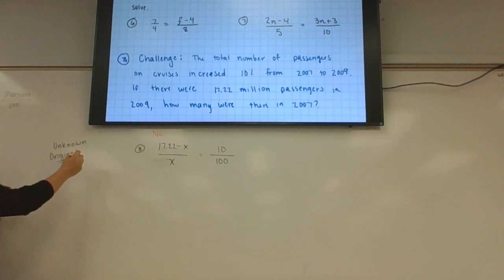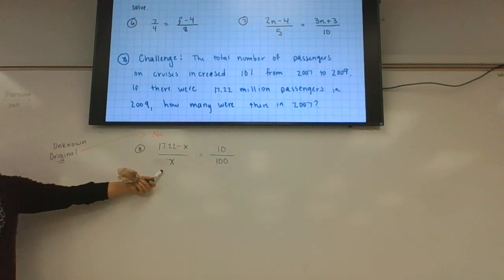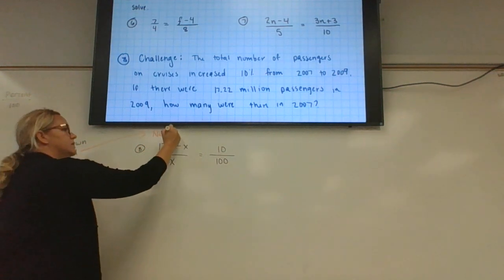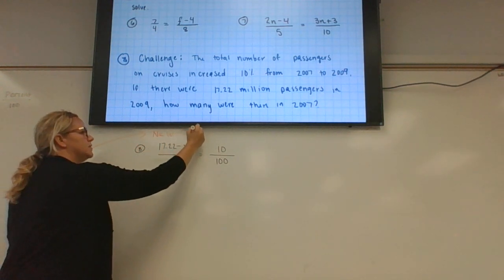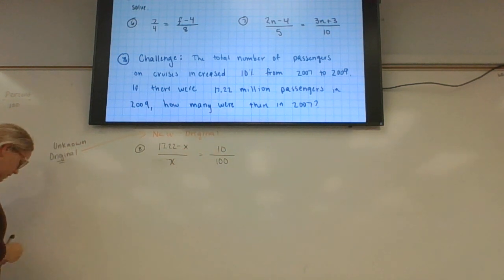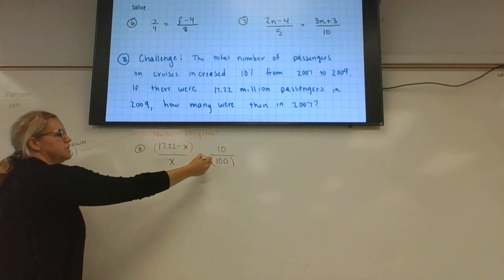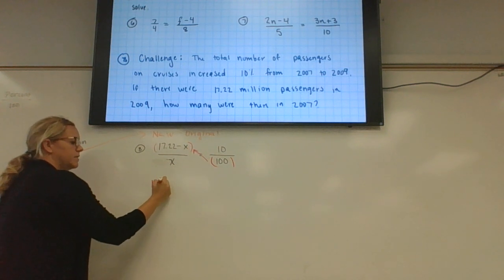So you guys have to know this. If the original is unknown, you have an X here. Up top you do the new minus original. And since original is unknown, that's a variable. So now when you cross multiply, you're kind of doing the proportions we just practiced. You have to remember to distribute.